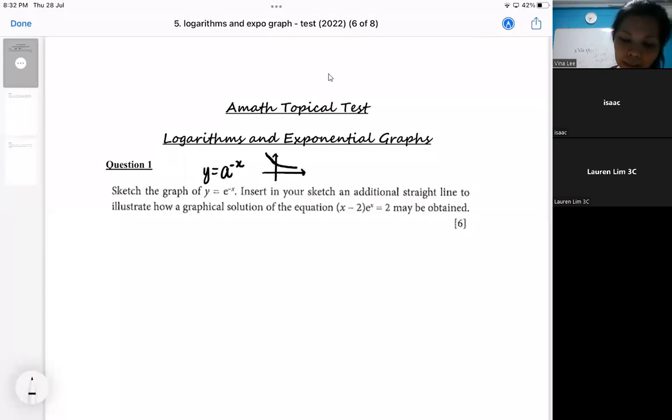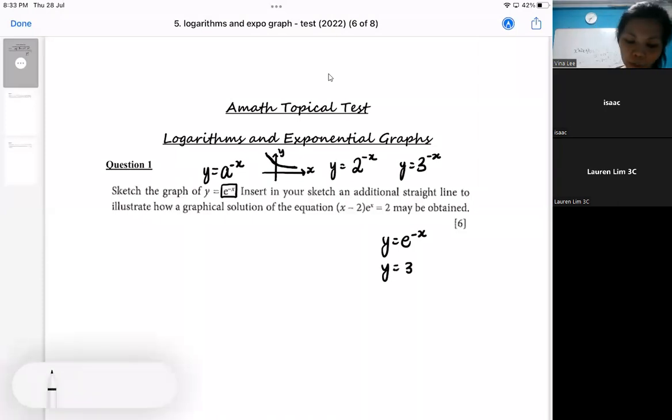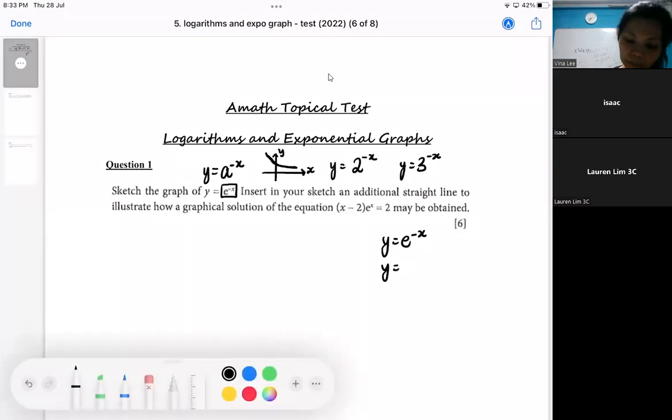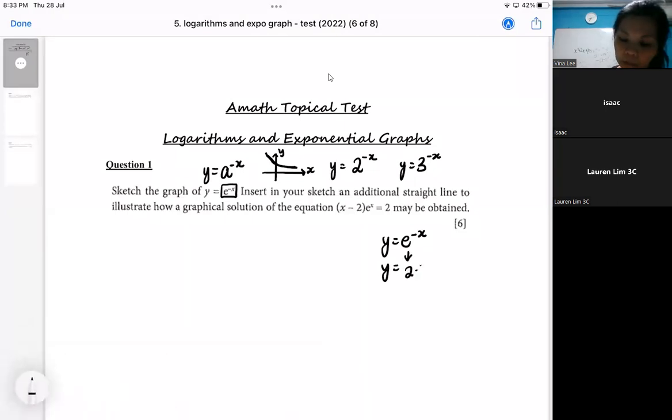So this is the one that slides down. A few examples that slide down would be something like 2 to the minus x, something like 3 to the minus x. So this is also exponential. When you have this graph, the value of e is actually 2.72. So it falls under the sliding down part.